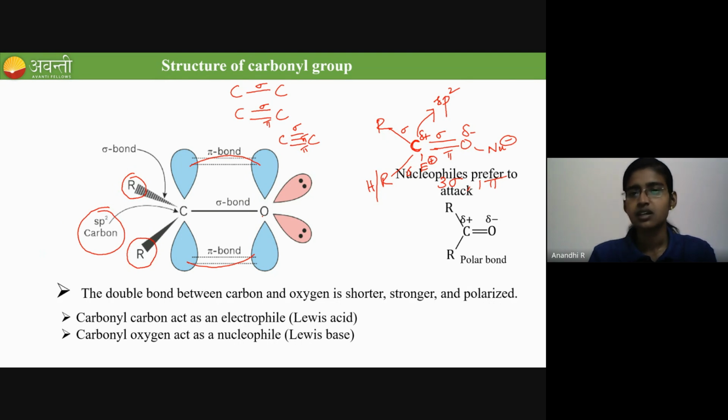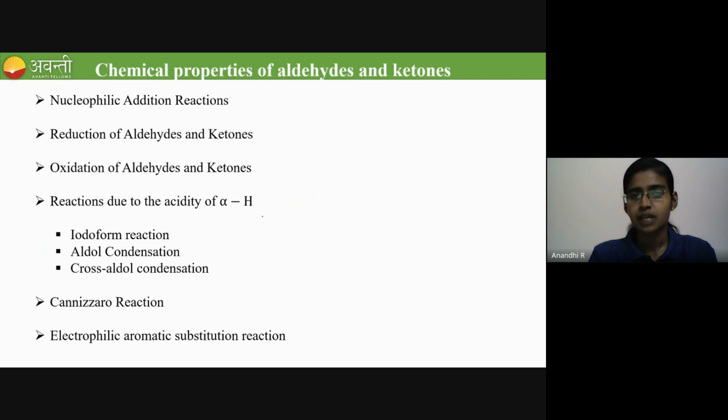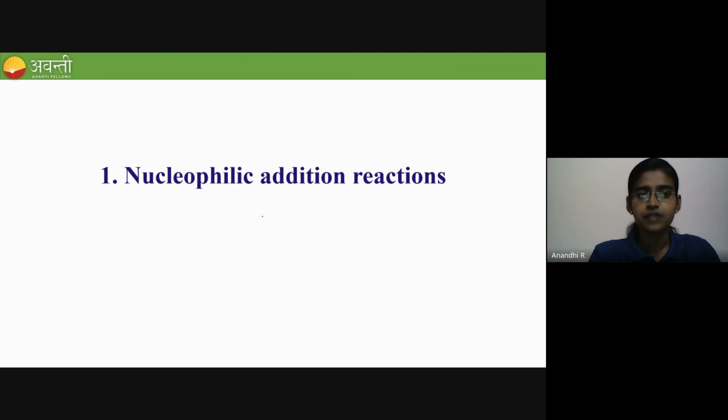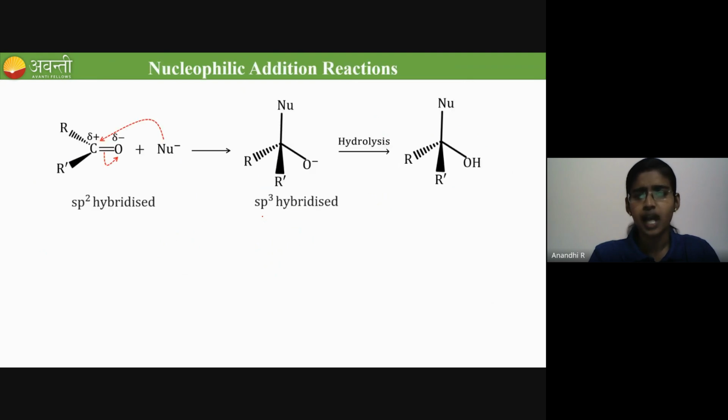Let's go with the first reaction in the chemical properties of aldehydes, that is nucleophilic addition reaction. We are going to see all these 6 reactions under this chemical properties. The first one is nucleophilic addition, second is reduction, third one is oxidation, fourth is reactions due to the acidity of alpha hydrogen, and under this we are going to discuss 3 reactions: iodoform, aldol condensation, and cross-aldol condensation. And the fifth one is Cannizzaro, and the 6th main reaction is electrophilic aromatic substitution reaction. Got it? Now moving on to the first reaction, which is the nucleophilic addition reaction.